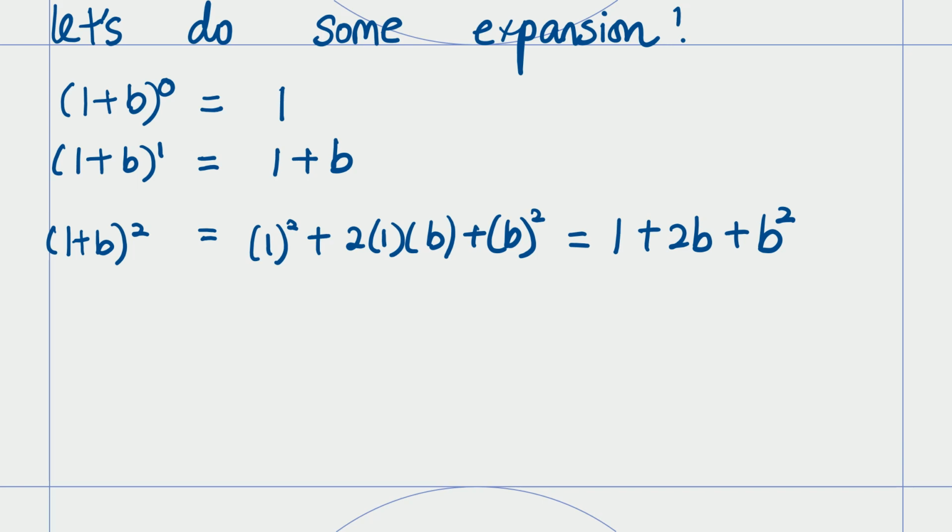If you want to expand (1 + b) to the power of 2, you can use your algebraic identity. (a + b) to the power of 2 gives you a squared, which is 1 squared, plus 2 times 1 times b, plus b squared, and that gives you 1 + 2b + b squared.